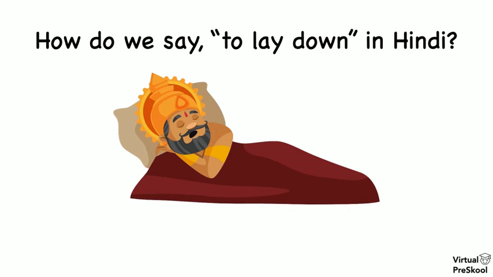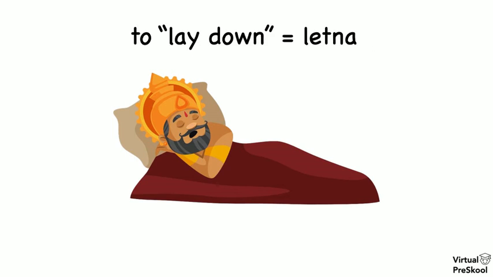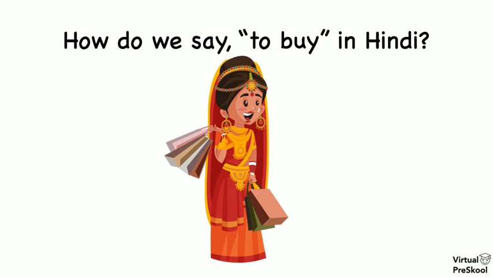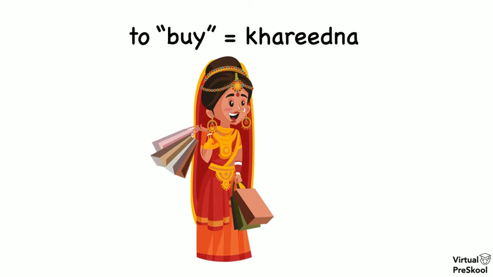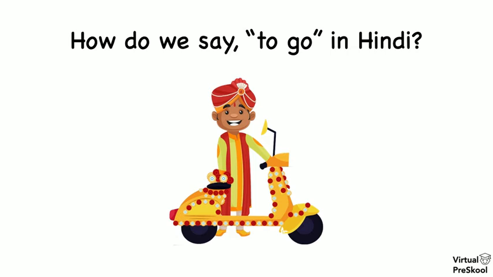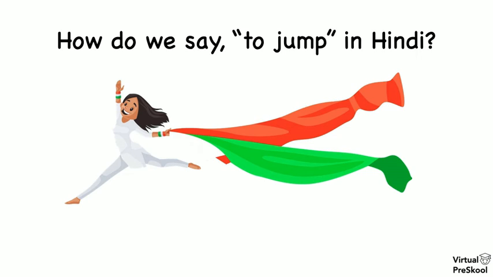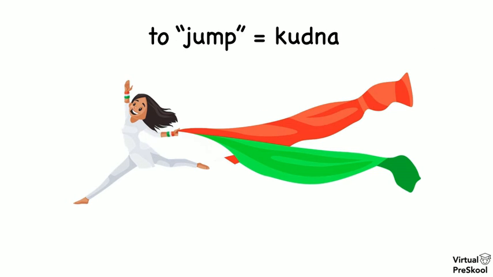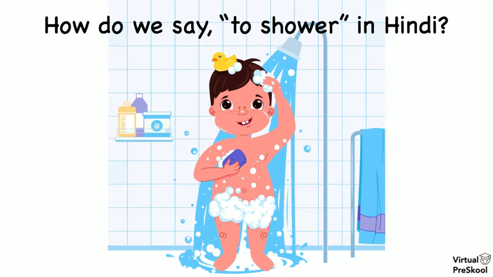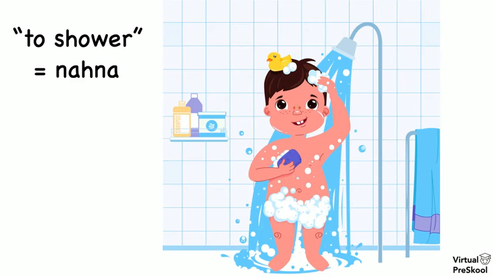How do we say to lie down in Hindi? We say letna. Letna is to lie down. To buy in Hindi? Kharidna. Kharidna is to buy. How do we say to go in Hindi? Chalna. Chalna is to go. How do we say to jump in Hindi? Kudna. Kudna is to jump. How do we say to shower in Hindi? To shower is nahana.